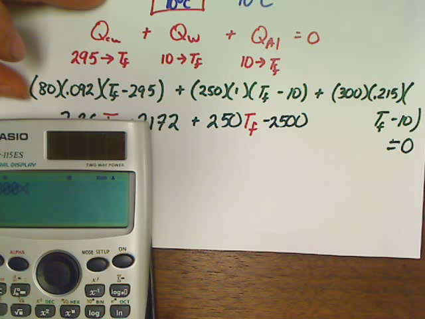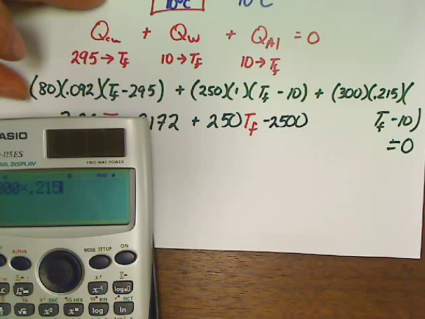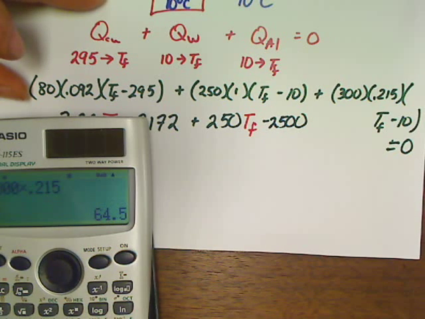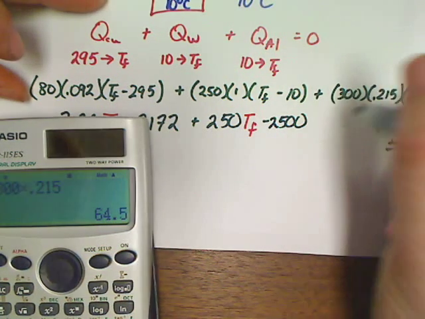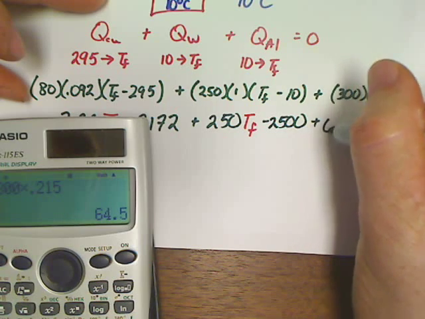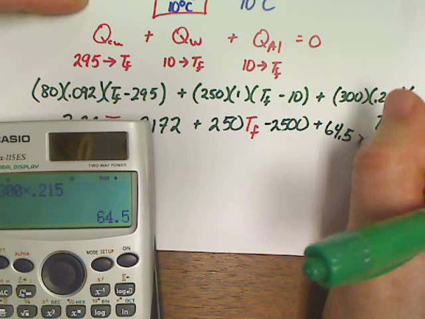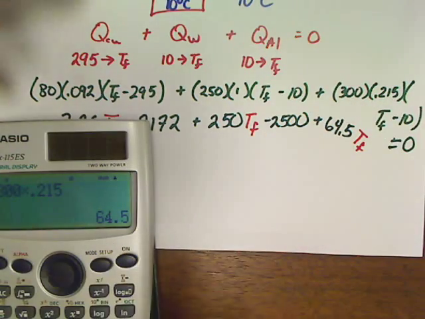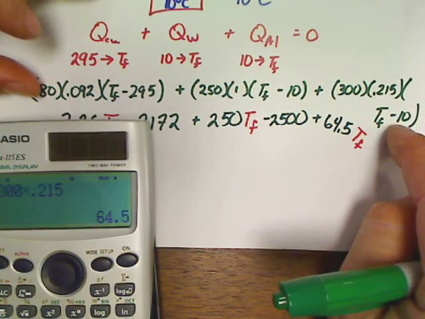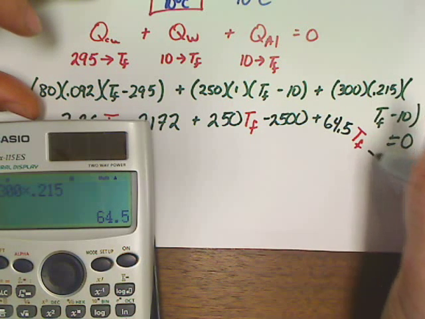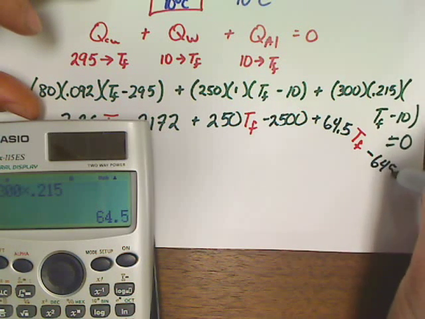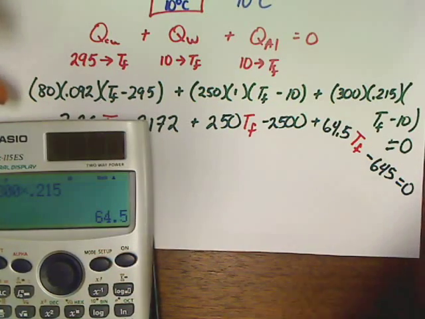300 times 0.215 is 64.5, so this is going to be plus 64.5 TF. Let's see, that would be times negative 10, so minus 645, set everything equal to 0.